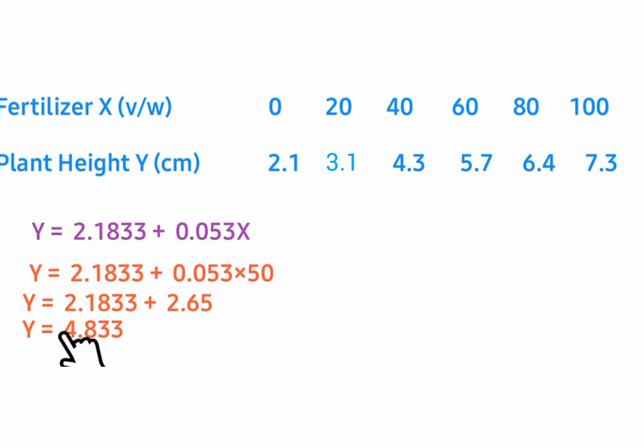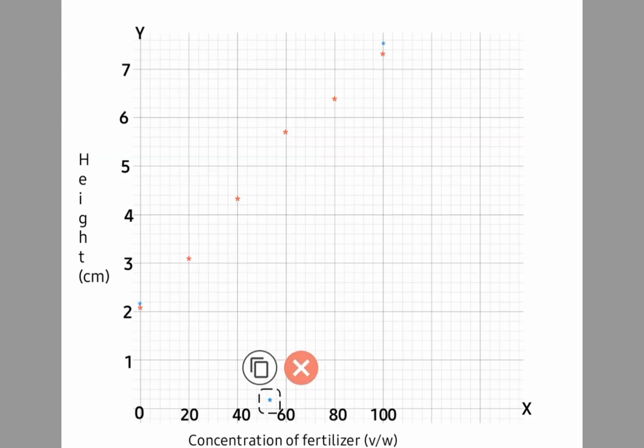So we trace this on our graph. The mean value of x is 50, which will be around here, right? We trace the predicted value of y, which is 4.833. So 4.833 is somewhere around here, right?